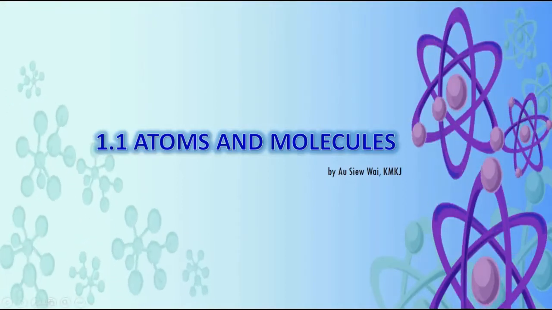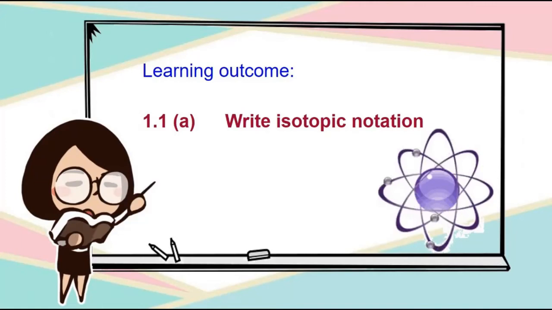1.1 Atoms and Molecules. Learning outcome 1.1a. Write isotopic notation. Matter. What is matter?